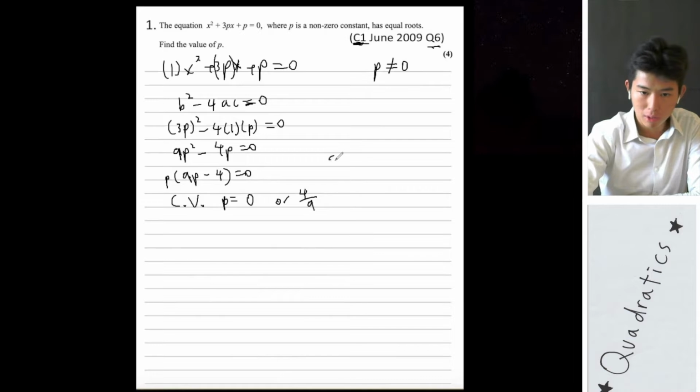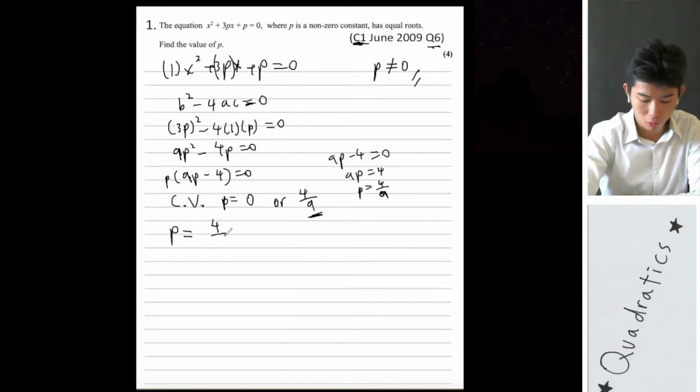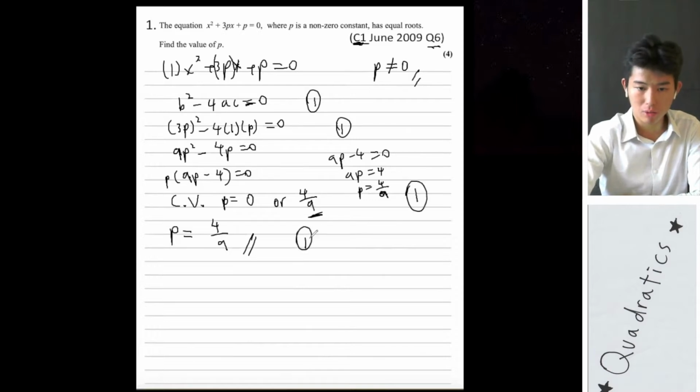Because when 9p minus 4 equals 0, 9p equals 4, and p would be equal to 4 over 9, and here's the value for 4 over 9. However, since p is a non-zero constant, p cannot be 0, okay? So the final answer, p would be equal to 4 over 9. I guess there's 1 mark for showing the discriminant, 1 mark for the method, 1 mark for getting the critical values, and 1 mark for the final answer.